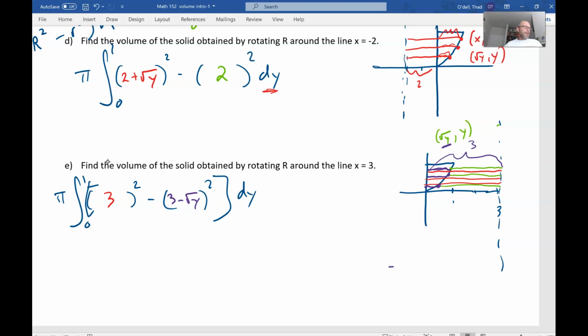Okay, well, there are some good examples of washer and disk method, both with the y's and the x's, rotating around a horizontal or a vertical axis. So that should help you make some headway in understanding this material. All right.